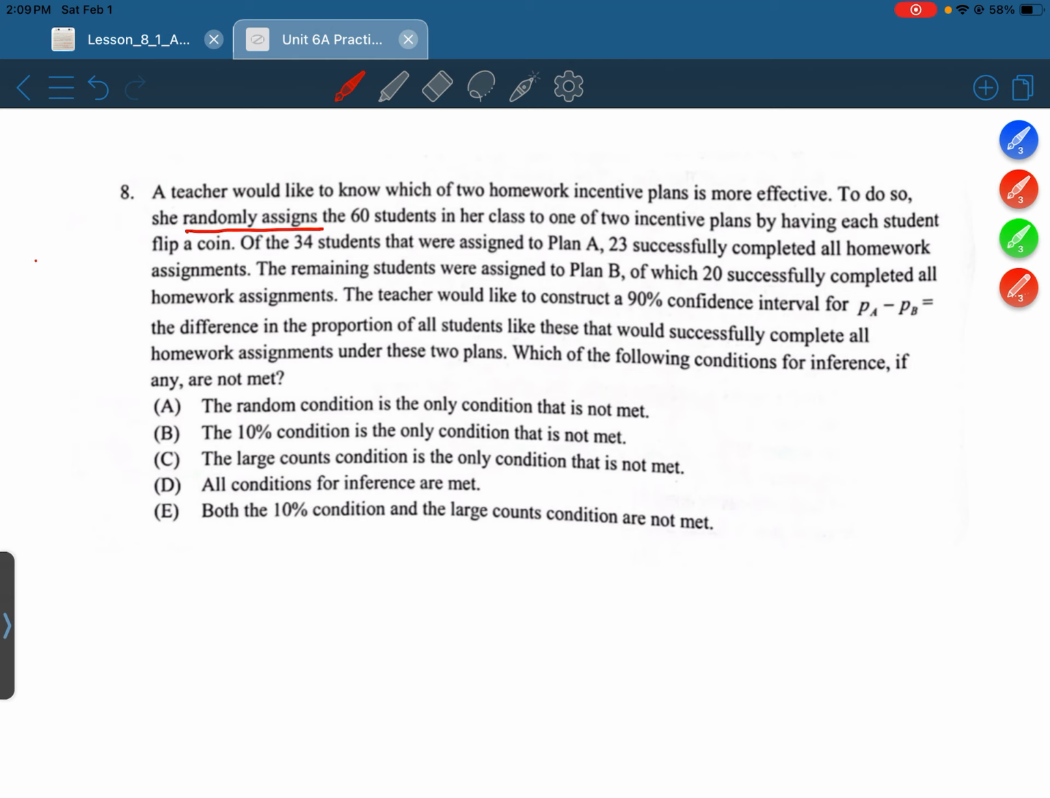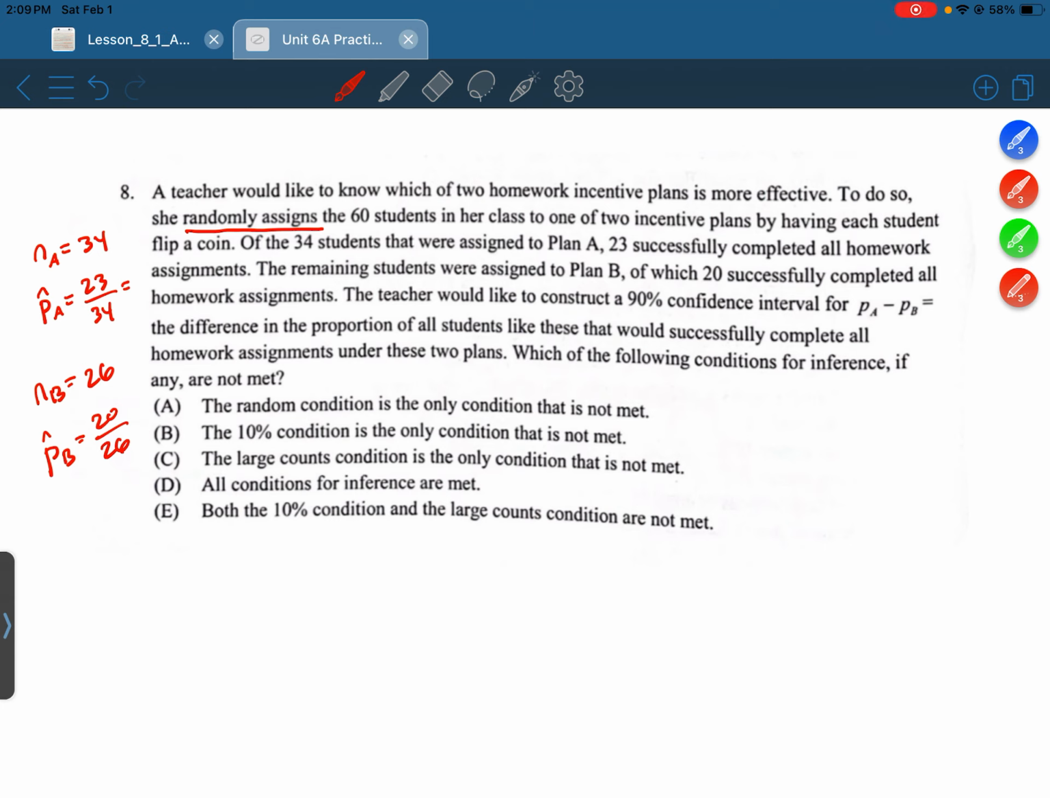Okay, so the size of Group A was 34, and the proportion of that group that completed homework was 23 out of 34, which I'll figure out the decimal later. Okay, the size of Group B, 60 minus 34, would be 26. And then the proportion of Group B that completed homework would be 20 out of 26.